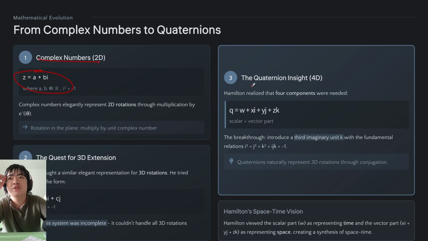q equals w plus x times i plus y times j plus z times k. In this equation, w is the scalar part and x times i plus y times j plus z times k is the vector part. Hamilton even saw this as a union of space and time: the scalar as time and the vector as space.